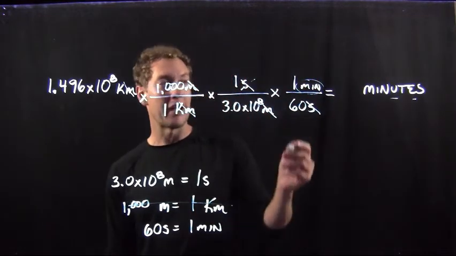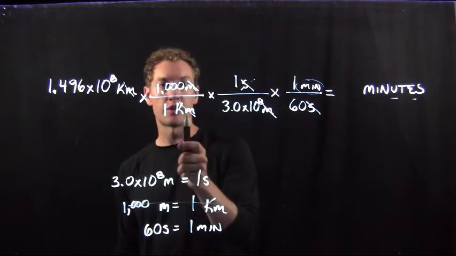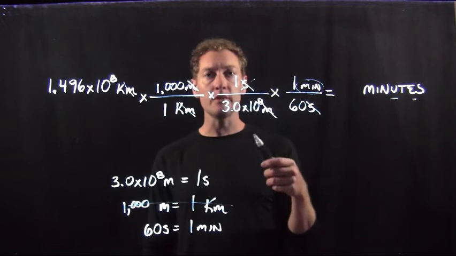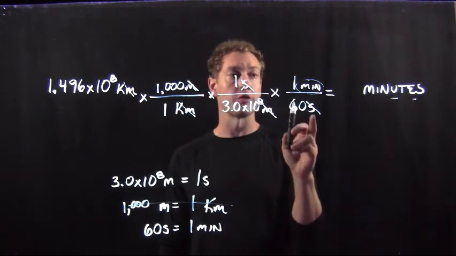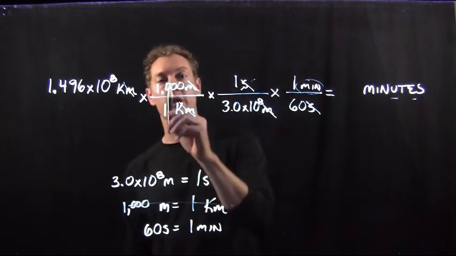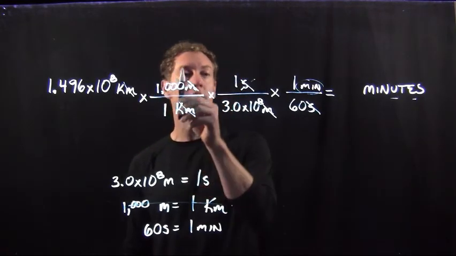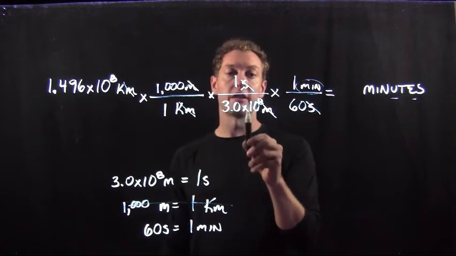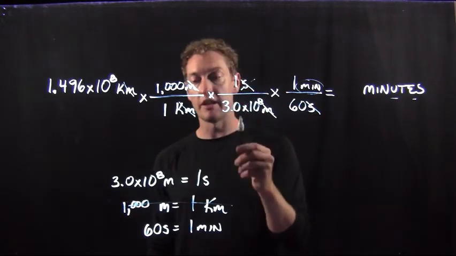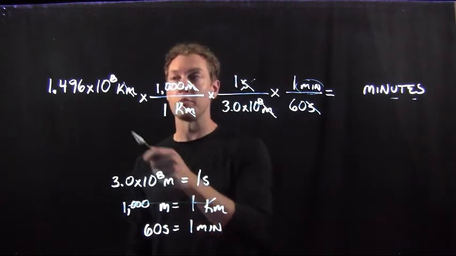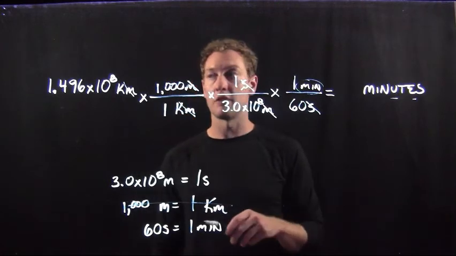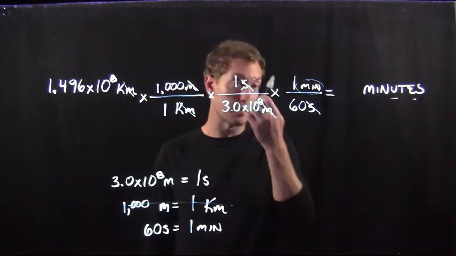I always like to go back through, make sure that my units do cancel, and then ask myself, are each of these facts true? Is it true that 1 minute is 60 seconds? Yes. Is it true that 1,000 meters is 1 kilometer? Yes. Is it true that light can cover 3.0 times 10 to the 8th meters every second? Yes, that's true. It was given to me in the problem. So as long as I carry out this calculation correctly, then I'm going to get the right answer.